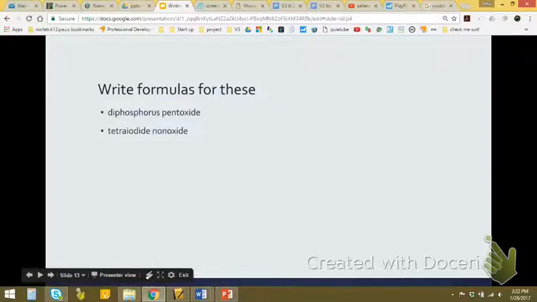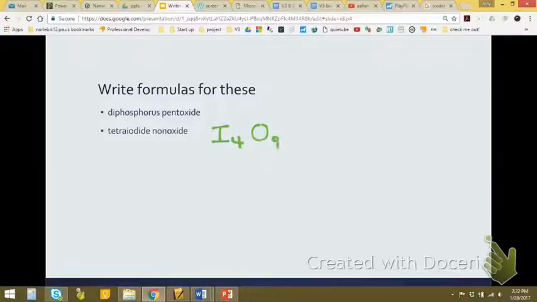Tetraiodide nonoxide. So we wouldn't say nonaoxide because then we'd have 2 O's there and it'd be hard to pronounce. So you leave out the 1 O, nonoxide. If we were to write this formula, tetra means 4 and nona means 9.